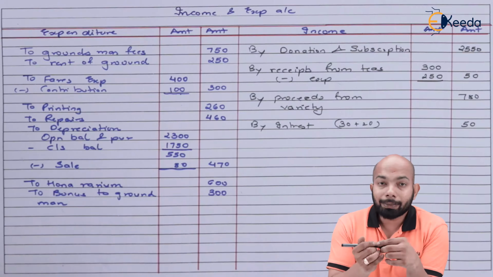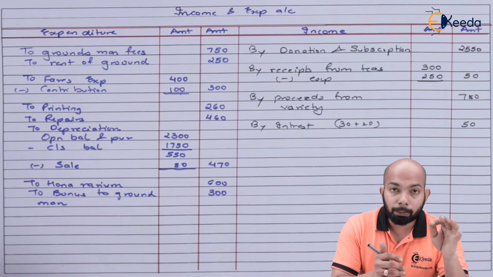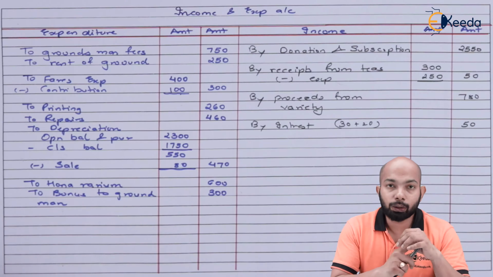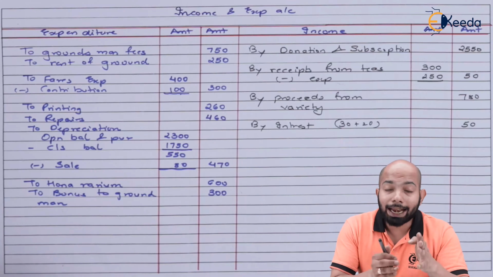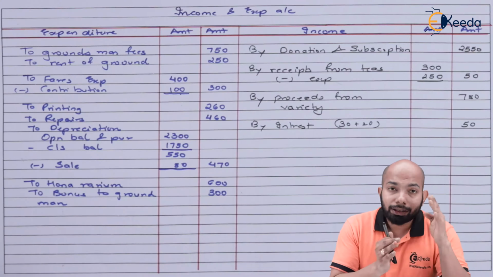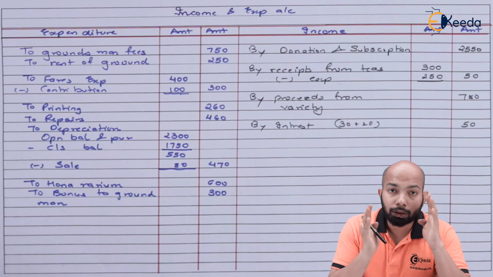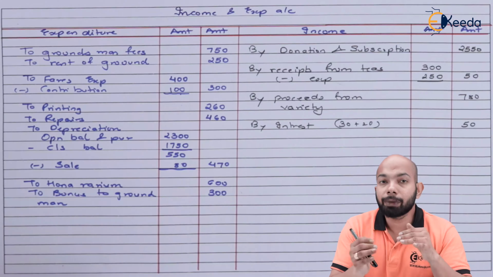The last two incomes are the proceeds from variety, which were mentioned in the adjustment as 780 rupees, and the interest that was already given earlier as 30 rupees. The closing balance, or rather the interest that we could have earned, is 20 rupees. The total interest that we have earned is 50 that we have mentioned.